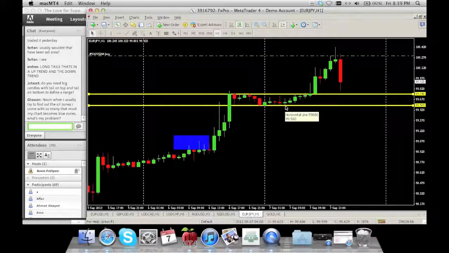Naveen, when I usually try to find out the support resistance, I come up with so many that most of my chart becomes blue zones. What's my problem? Draw only strong ones, don't draw weak ones. If it's weak, delete it.